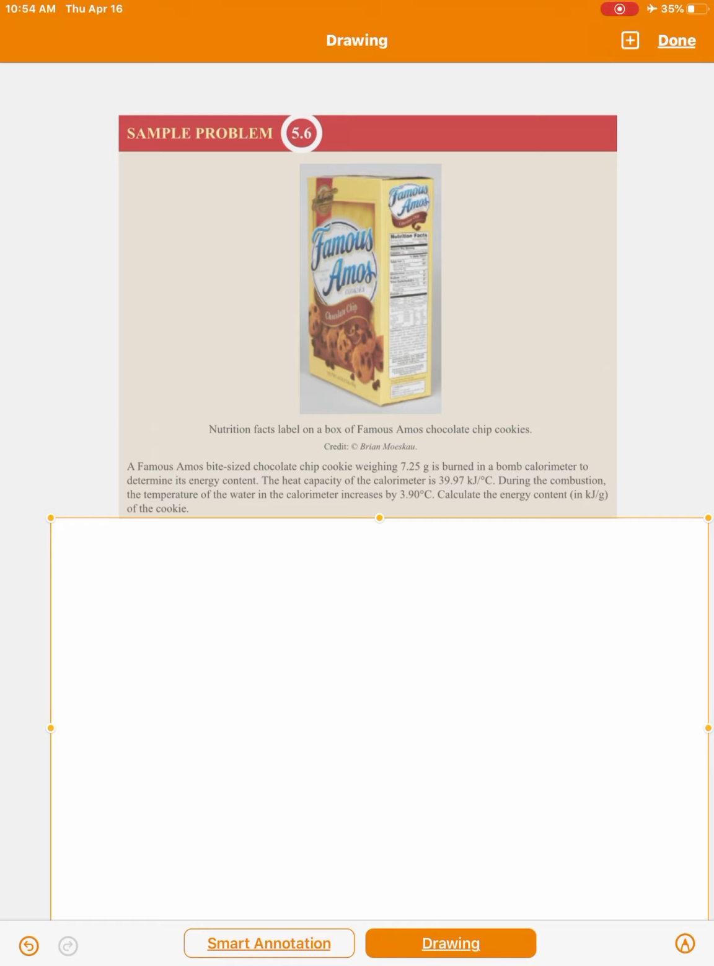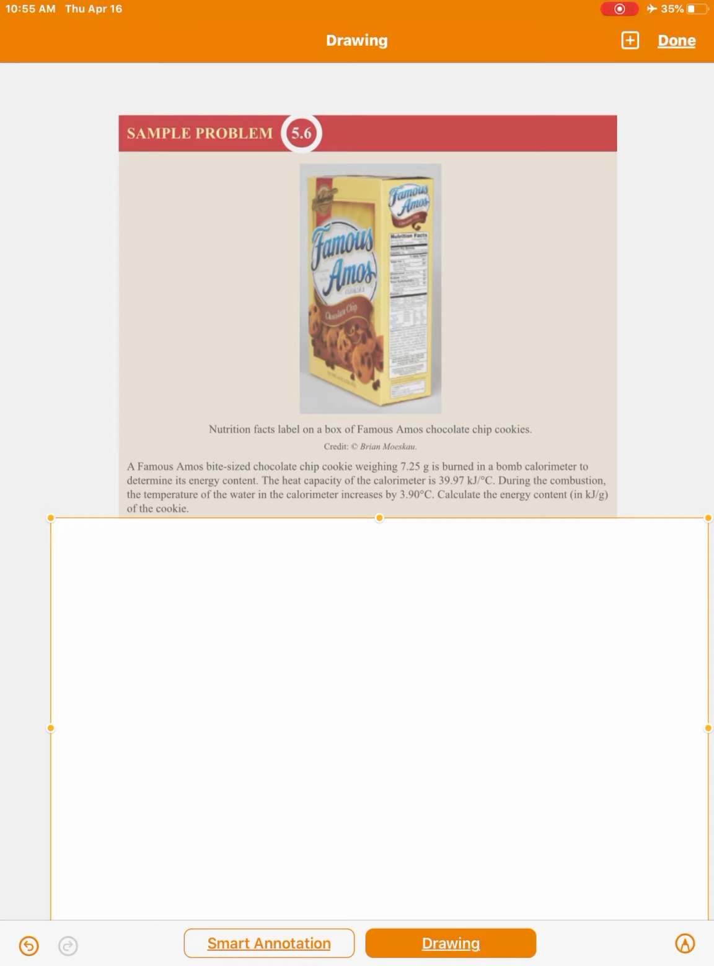This is sample problem 5.6. It says in here that we have a Famous Amos bite-sized chocolate chip cookie weighing 7.25 grams, and it's burned in a bomb calorimeter to determine its energy content. The heat capacity of the calorimeter is 39.97 kilojoules per degree C. During the combustion, the temperature of the water in the calorimeter increases by 3.90 degrees Celsius. Calculate the energy content in kilojoules per gram of the cookie.